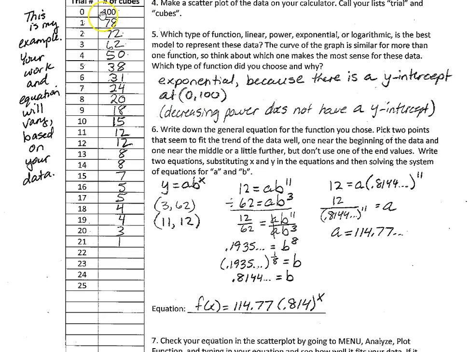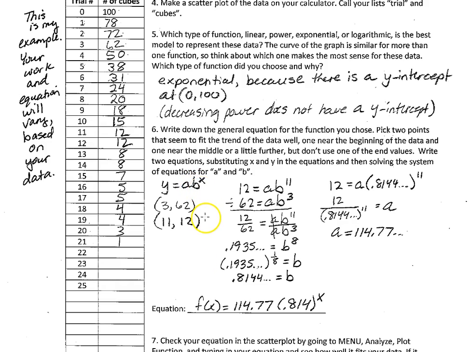So you shouldn't use (0, 100) or (21, 1). That would be my preference anyway. If you did it, it's not wrong, but I would prefer that you use something towards the beginning and towards the middle to the end, but not the very beginning or very end. So anyway, I picked the points (3, 62) and (11, 12) because when I looked at my scatter plot, they seemed to fit nicely.